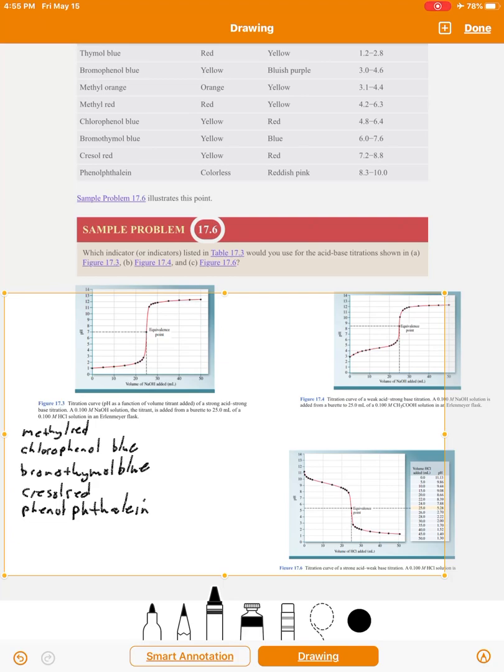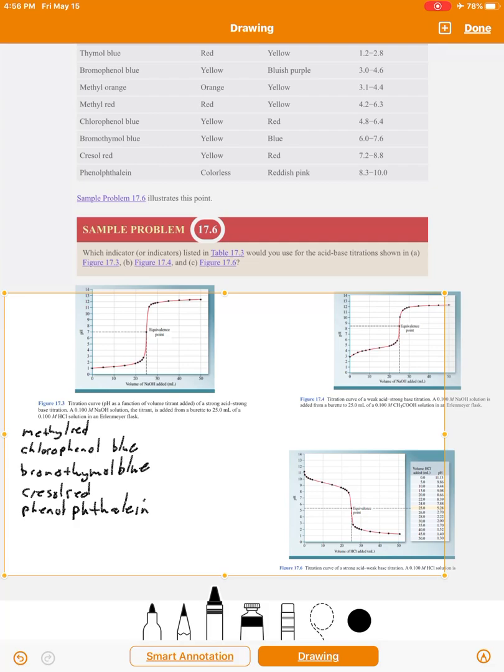Let's take a look at figure 17.4. Same thing, we're adding a base to the acid. You can tell that you're adding the base because the pH is increasing, and it also says volume of sodium hydroxide added. So we're becoming more basic. So again, the equivalence point here is a little bit above 8, right? So we want to find indicators that have color changes somewhere around 8. So probably bromothymol blue, cresol red, and definitely phenolphthalein would work.